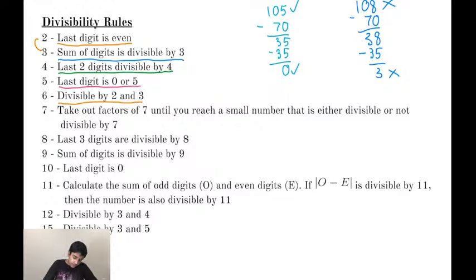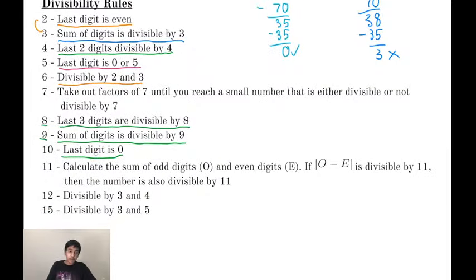And for 8, the last 3 digits have to be divisible by 8. For 9, the sum of the digits has to be divisible by 9. For 10, the last digit obviously just has to be 0. For 11, okay, 11 is a slightly more tricky one again.